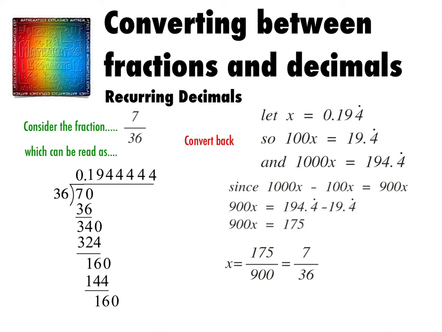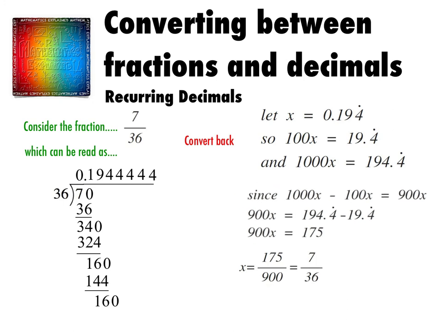So if I then try and simplify that, and I can do that by finding the common factor there, which is 25, then I get back to my 7/36. And there we've changed our recurring decimal back into a fraction.